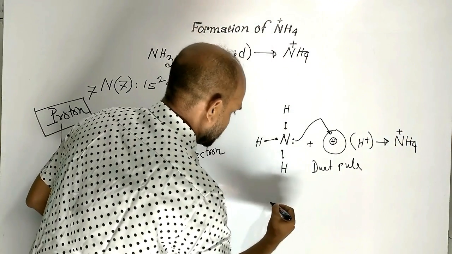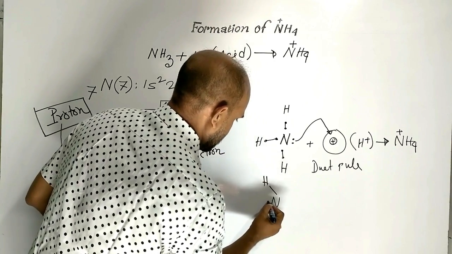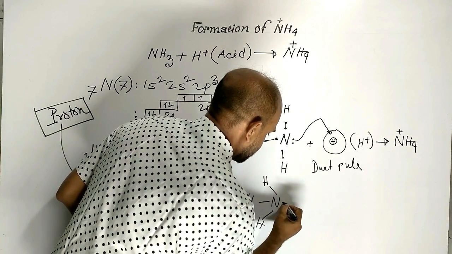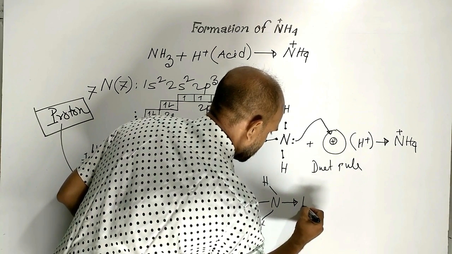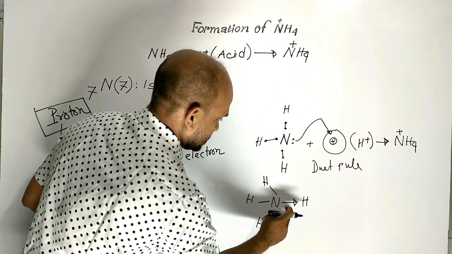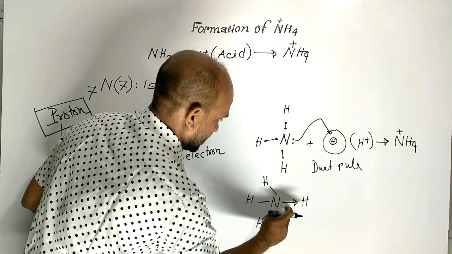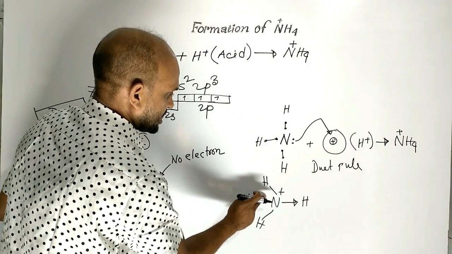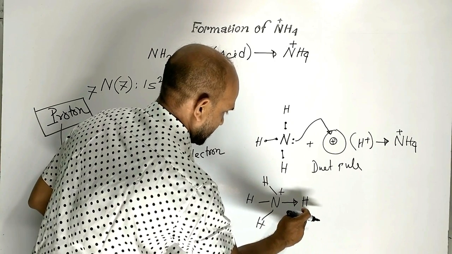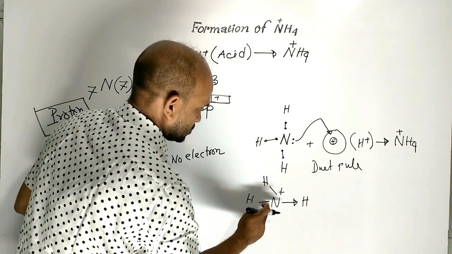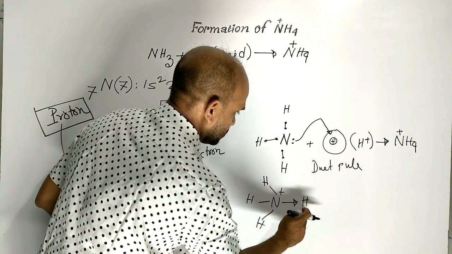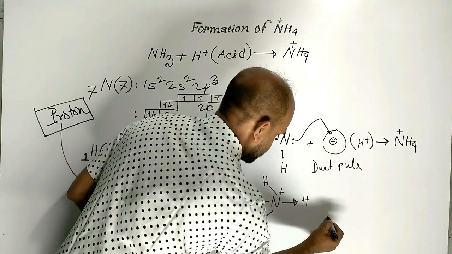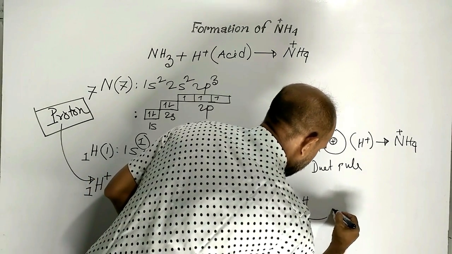Here nitrogen, hydrogen, hydrogen. Nitrogen donated its 1 pair of electrons to proton. That is why this bond is symbolized by arrow sign and positive charge shifted over nitrogen from hydrogen ion, because here nitrogen donated its one pair of electrons to hydrogen ion. In this way, ammonium ion is formed, in which this is coordinate covalent bond.